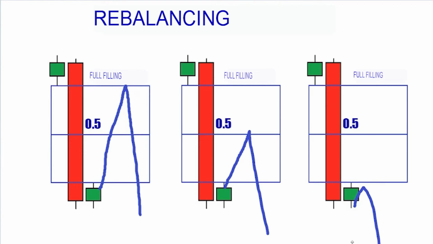Another way to use imbalance is as a take-profit target. Many traders believe that all gaps should eventually be filled. Since imbalance is, in a sense, a type of gap, some traders apply this principle to it.